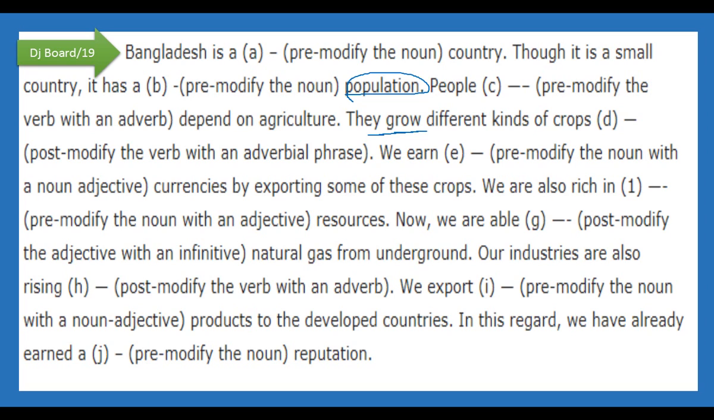Question number E. We earn dash currencies by exporting some of these crops. Pre-modify the noun with a noun adjective. Noun adjective means this is a noun and you will have to use another noun to modify this noun. Currency is a noun, and you will have to use another noun.